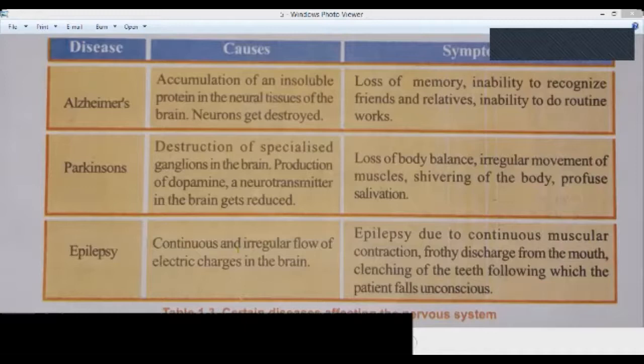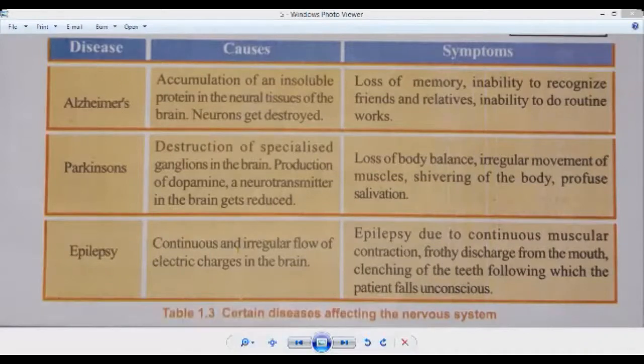When the neurons get destroyed, what will happen? The brain will not be able to get the messages from the different parts of the body, and the brain can't give response to the messages also. So in that condition, we will lose our memory. The symptoms of this disease are loss of memory, inability to recognize friends and relatives, inability to do routine work. So what all things we do in our daily life, we can't do in the case of an Alzheimer's patient. Is it clear for you? That is Alzheimer's.